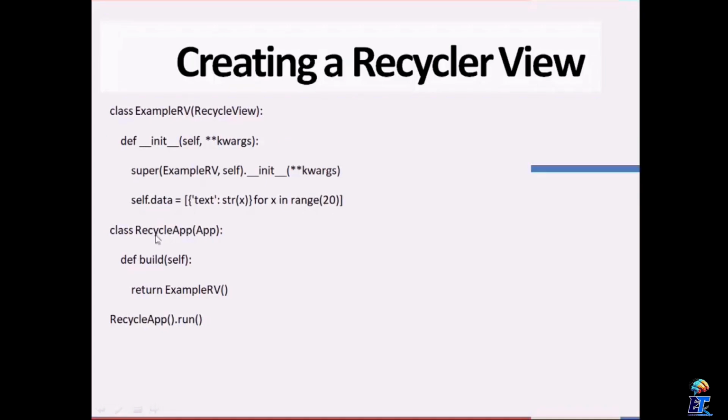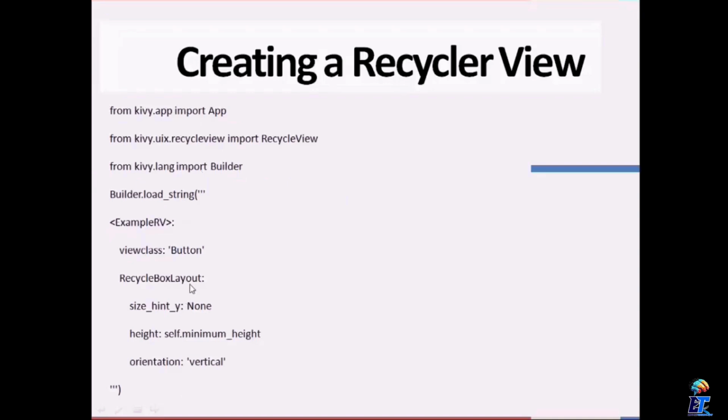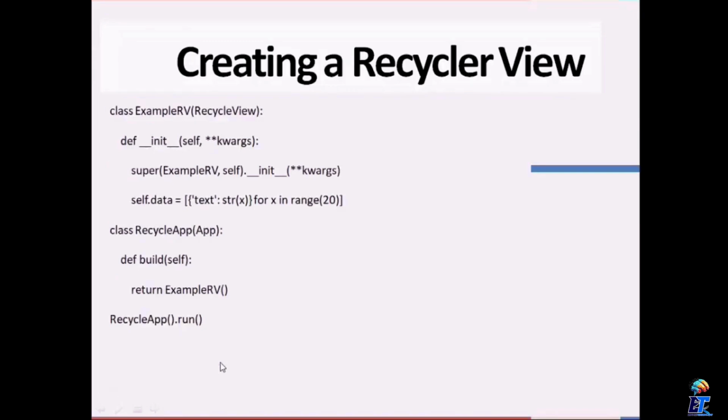And last but not the least, in the last class, which is the second class, we are going to run the app by calling RecycleApp().run(). What will happen? This will come over here and return the ExampleRV, and it will use this statement ExampleRV for printing the properties, which is going to print the button, and it will set the height, and the RecycleView will be in the vertical position. Now we'll go and run the program by running this code.